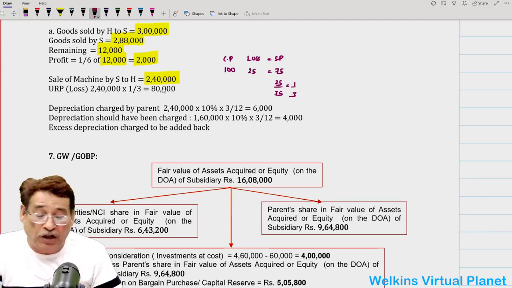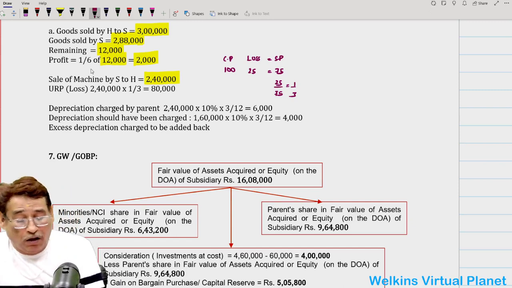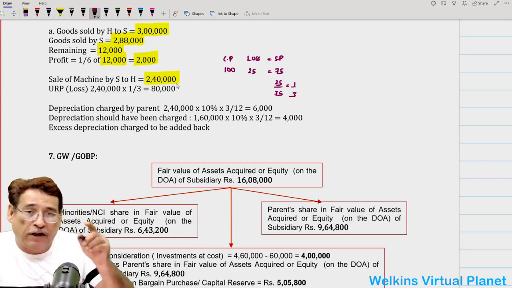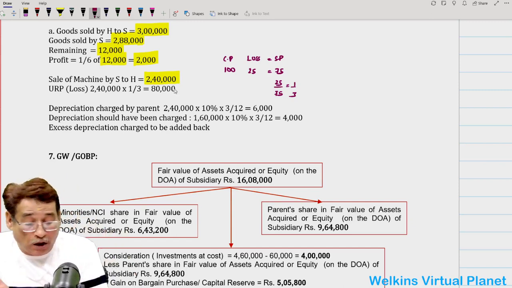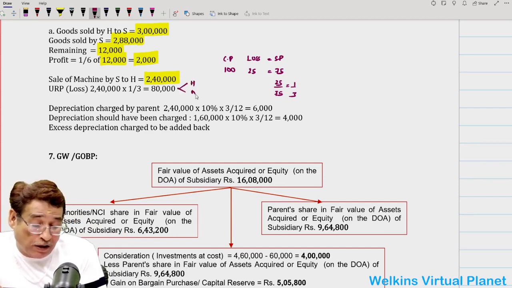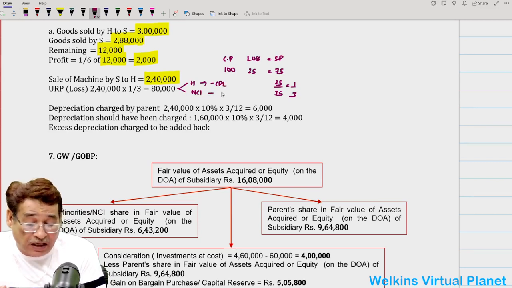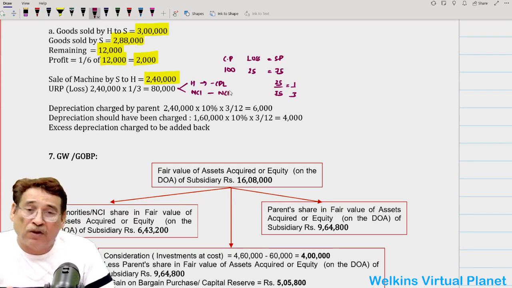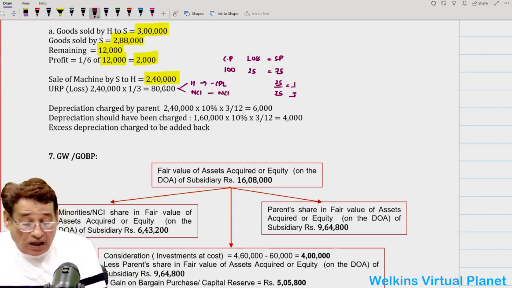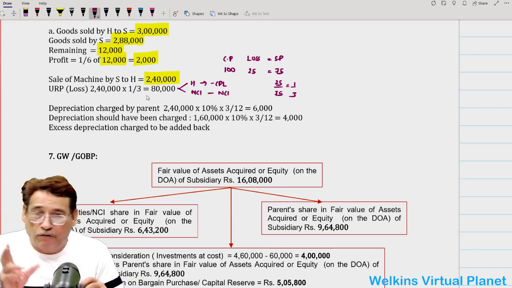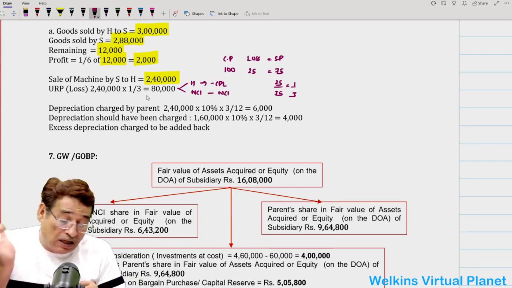It is not unrealized profit, it is unrealized loss. First of all, this 80,000 will be added to machinery, number one. Now this 80,000 will be divided between holding company and non-controlling interest or minority interest. Holding company share will be subtracted from consolidated P&L, and NCI share will be subtracted from NCI, minority interest.